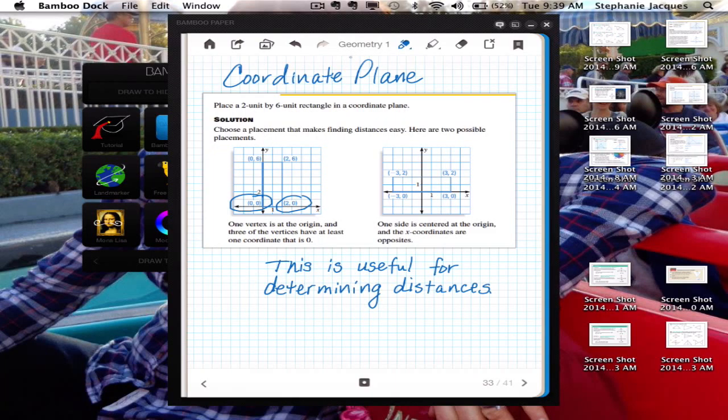Today we'll be looking at the coordinate plane and how to put shapes in there, specifically triangles, in order to determine distances. So first of all, go ahead and title your notes coordinate plane. An example that I wanted to look at was place a 2 unit by 6 unit rectangle in a coordinate plane. So all you're going to do here is determine the best place to put that shape.